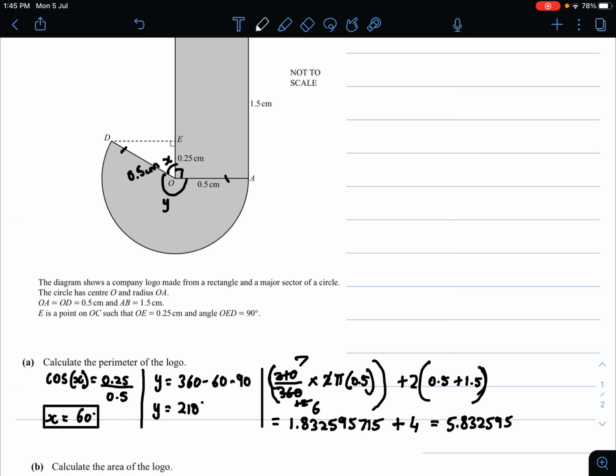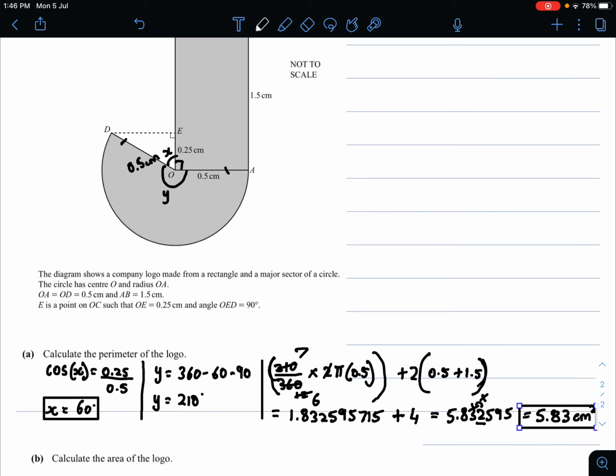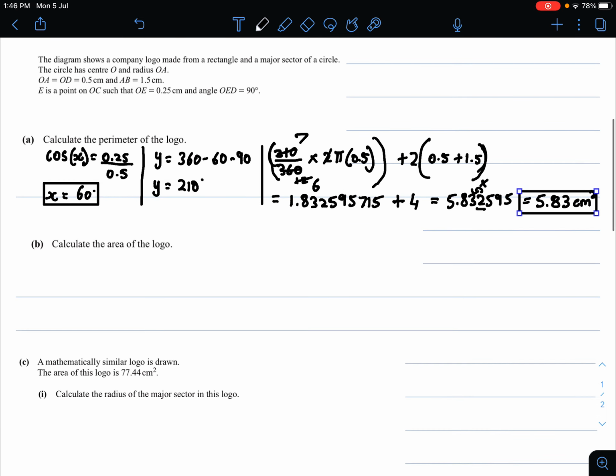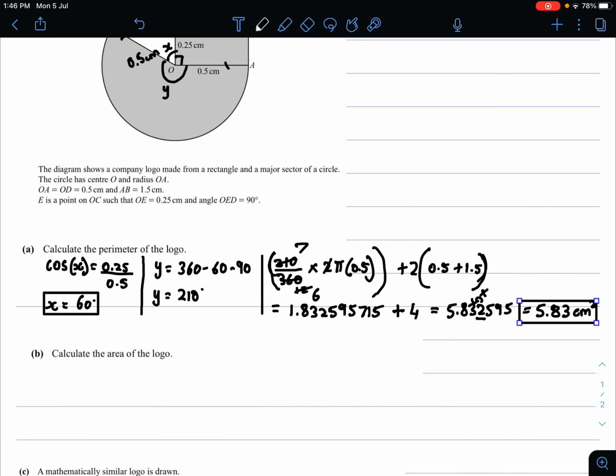So you will get your final answer as 5.832595, and you can therefore round it off to 3 significant figures as 5.83 centimeters, as the 2 is less than 5, so it won't round off the 3. Therefore this is your final answer for part A. Now let's move to part B. Part B, the area of the logo.